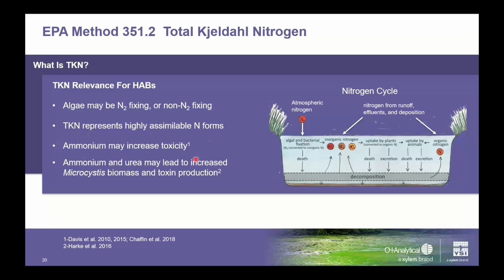The other thing we have seen in the literature is that ammonium in the water can increase toxicity. One might speculate from a biochemistry perspective that that's because many of these toxins, which are basically peptides, which are like proteins, ammonium stimulates protein production too. And so ammonium and urea may lead to increased biomass for microcystis and toxin production. And there is some literature here for you to look at to help you understand that.